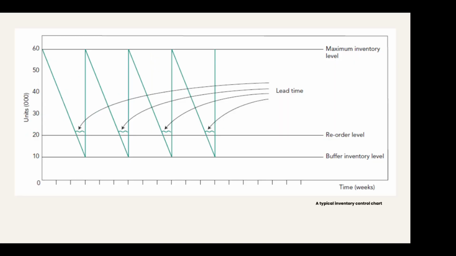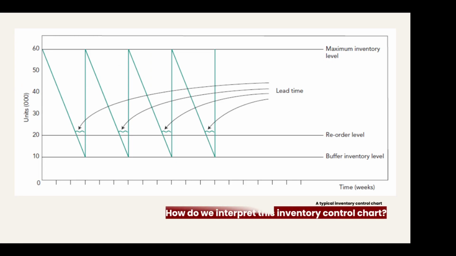Now, this is a typical inventory chart as I showed to you just now, right? Do you think you'll be able to interpret this inventory chart as how we shared with you earlier? So basically, the main components are all shown here. In the exams, you will be required to know these basic definitions. What is maximum inventory level? What influences maximum inventory level? What is reorder level? What is buffer inventory level, right?